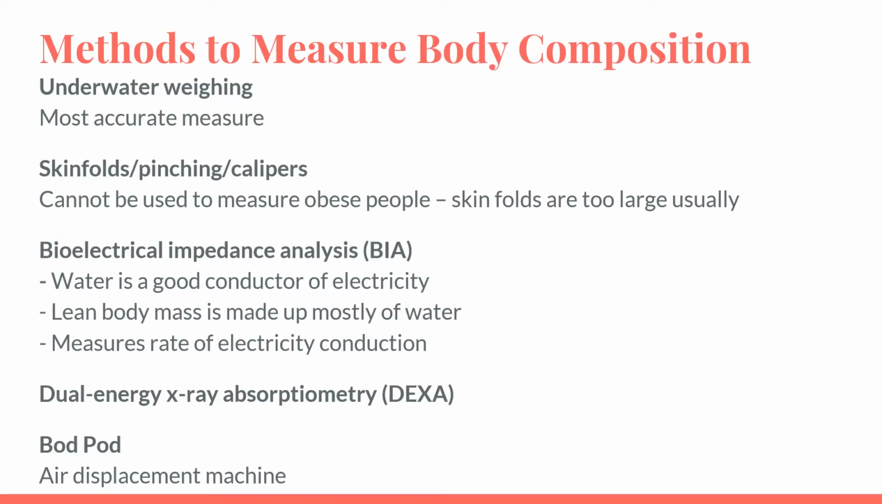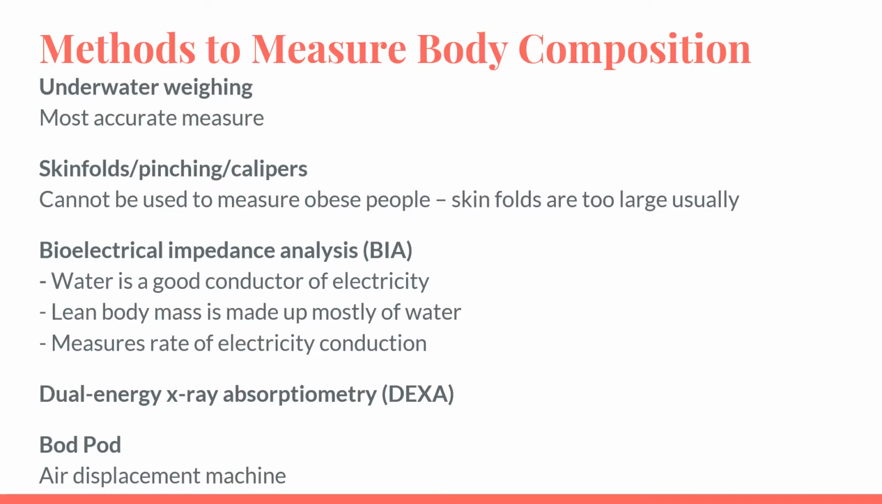So ways to measure body composition, similar to measuring your estimated energy expenditure. Some of these machines are very expensive. So underwater weighing, the Bod Pod, and the DEXA are all fairly expensive machines. Most of us don't really have access to these machines. Even most doctors' offices don't have access to these machines. They're more seen in nutrition research settings.